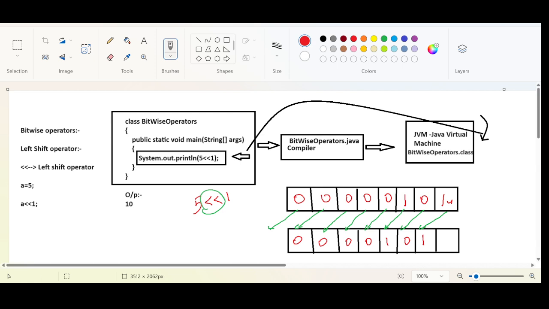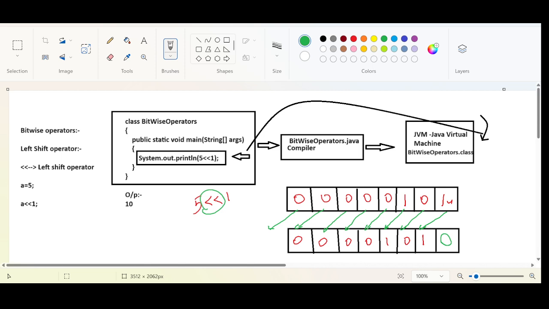What about this remaining space? What about this void space? This void space will be filled with 0. Let me take another color. This void space will be filled with 0. These are the things that happen internally when you try to use the left shift operator.